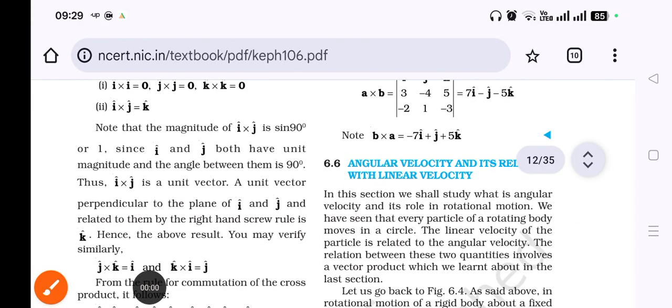Good morning, students. Let's continue this chapter, system of particles and rotational motion. Now we are done with the center of mass topic.